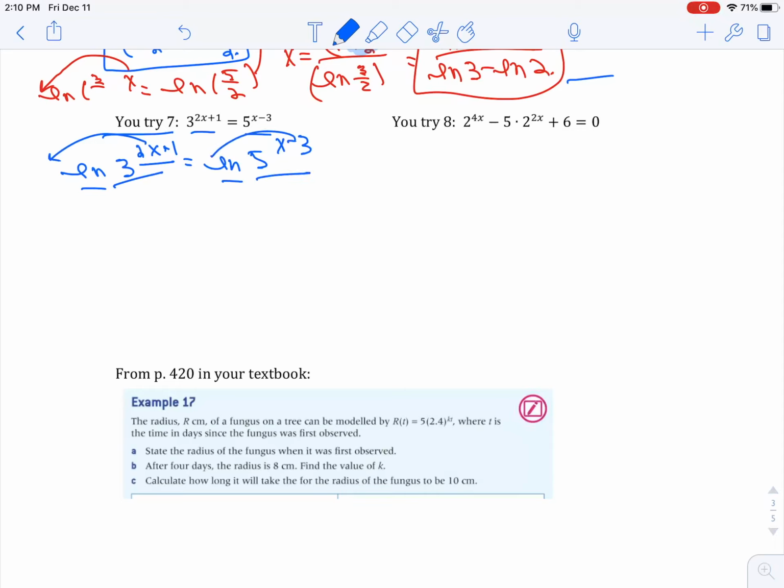Same thing, for the log of a power, you can bring the exponent in front. Just be careful that you bring it forward as a quantity. So you're going to have the quantity 2x plus 1 times the natural log of 3 is equal to the quantity x minus 3 times the natural log of 5.